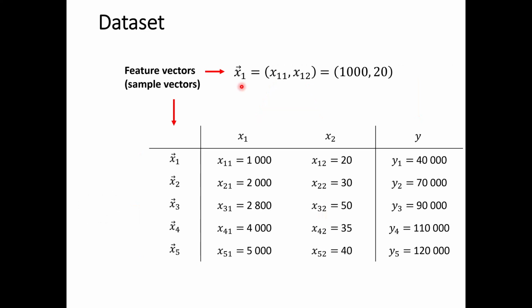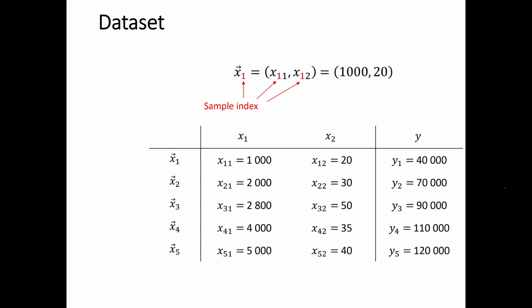The rows of the dataset, excluding the target variable, form feature vectors or sample vectors. X vector sub 1 is a tuple. It contains the values of both features for the first example. X sub 11 is the value of the first feature for the first example, and x sub 12 is the value of the second feature for the first example. Vectors are denoted by lowercase letters with an arrow on top or by bold lowercase letters.